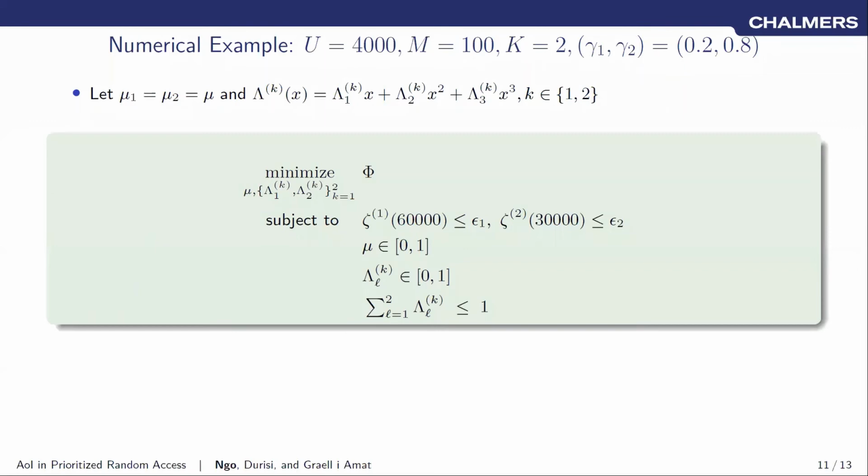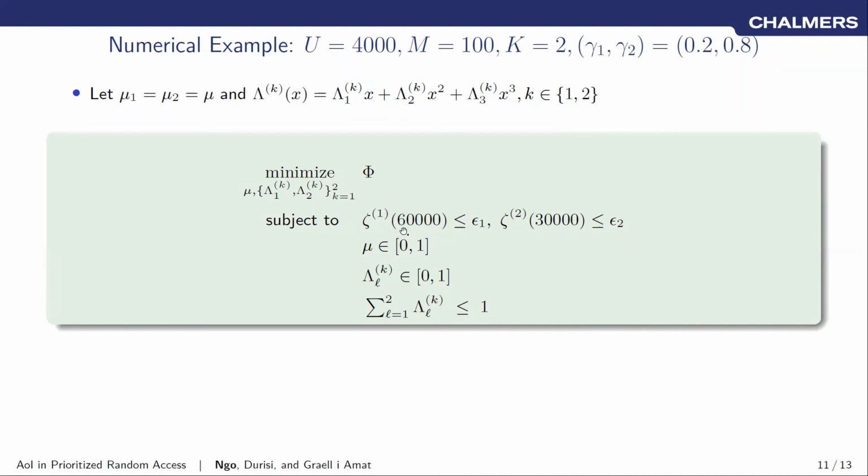Now let's consider an example. We consider the same system as before with 4,000 users, frame length 100, two classes, 20% of the users are in class 1 and 80% are in class 2. We fix the same update probability mu for both classes and restrict to degree distributions of degrees 1, 2, and 3. We minimize the average number of transmitted packets per slot over the update probability and the degree distributions of the two classes subject to some edge requirements.